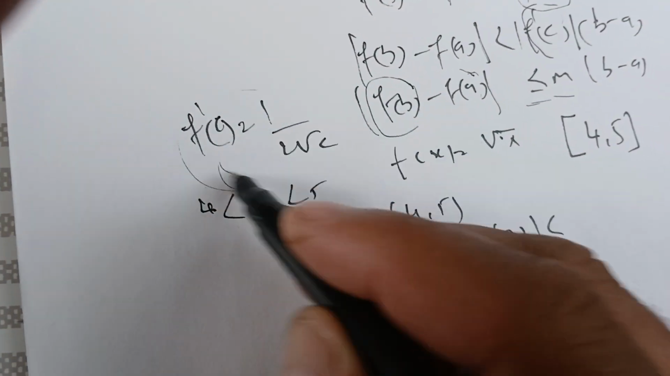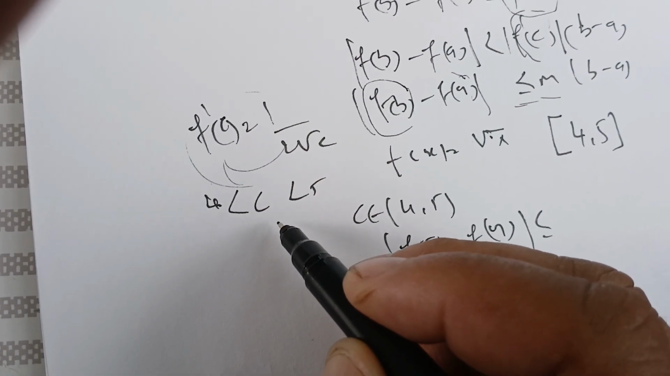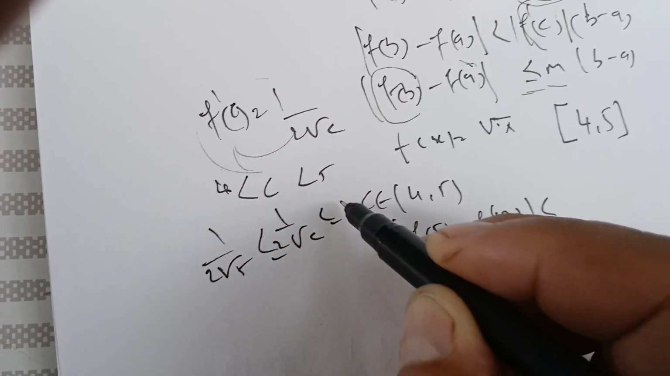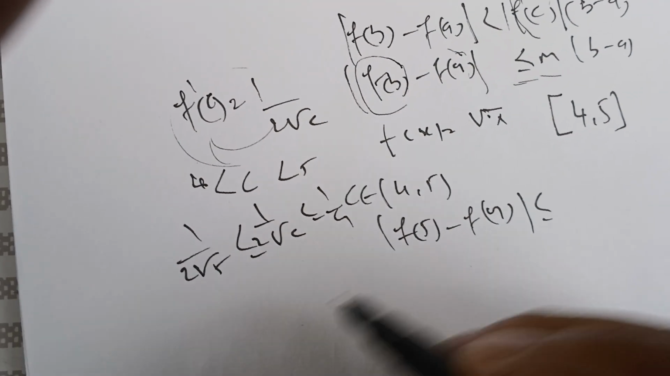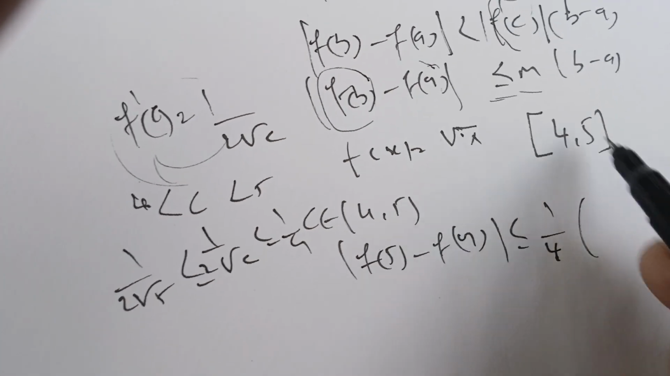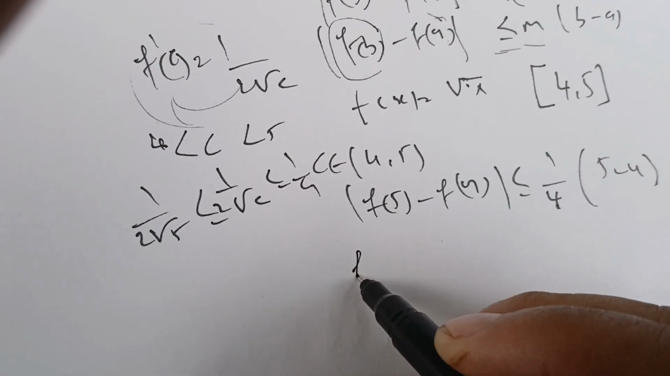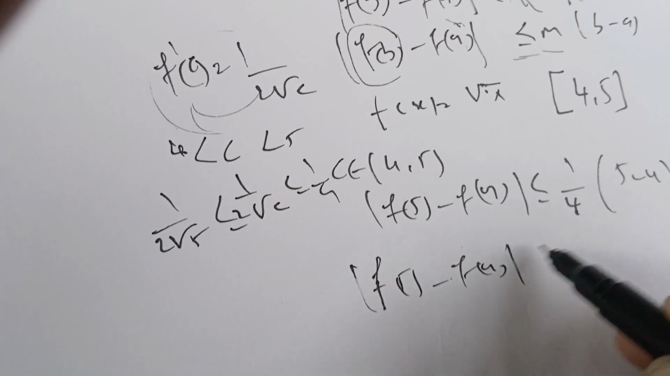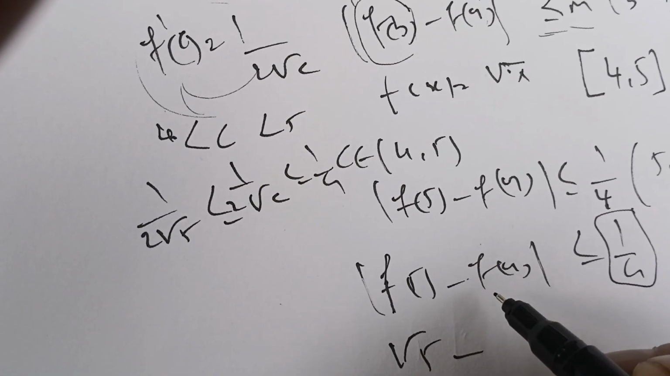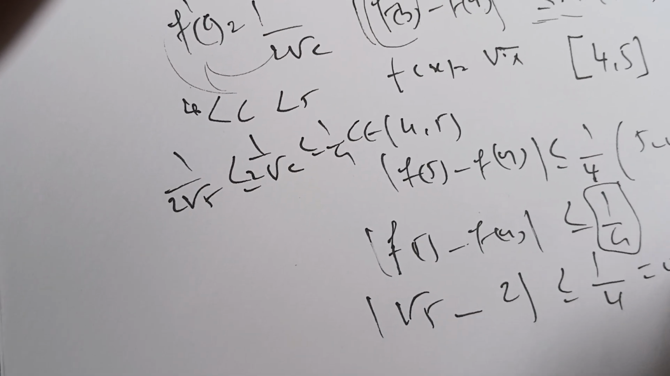And when we try to bracket this one, we see that 1 over 2 square root of C is between 1 over 2 square root of 5 and 1 over 4. Okay, and this means that this is less than 1 over 4 times B minus A, which is 5 minus 4. Let's write it here to check that it's the right one. And this means that f of 5 minus f of 4 is less than 1 over 4. Okay, f of 5 is the square root of 5. f of 4 is the square root of 4, which is 2. Less than 1 over 4, which is 0.25.